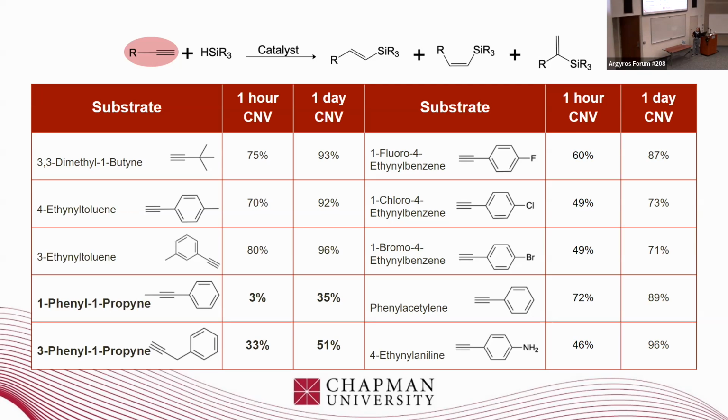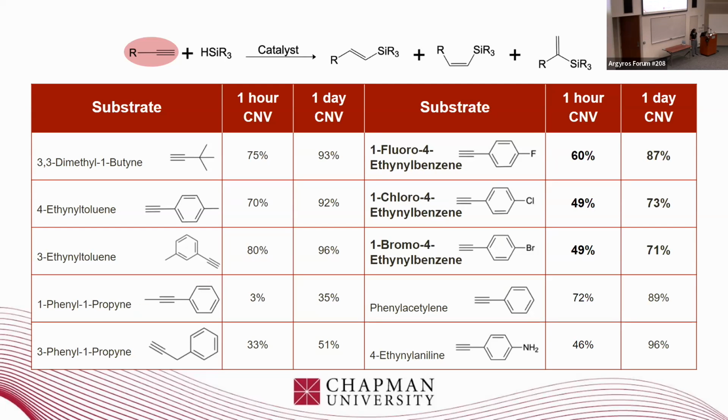Then we tested the internal alkyne versus terminal alkynes. An internal alkyne is just an alkyne functional group within the compound versus the terminal one at the end. The 1-phenylpropyne is the only internal alkyne we tested, and it did not do very well with a 3% conversion rate in an hour and 35% in 1 day. While 3-phenyl-1-propyne was a terminal alkyne, the phenyl group was in a different position. It was on the end instead of in the middle, and also had a lower conversion rate than the rest of our terminal alkynes, but it did have a higher conversion rate than 1-phenyl-1-propyne.